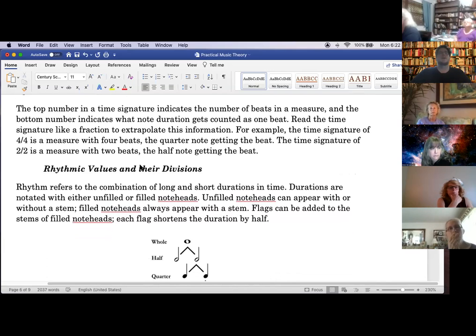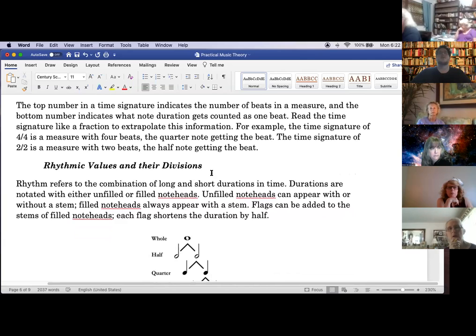The top number in a time signature indicates the number of beats in a measure, and the bottom number indicates what note duration gets counted as one beat. Read the time signature like a fraction to extrapolate this information. For example, the time signature of 4/4 is a measure with 4 beats, the quarter note getting the beat. So 4 quarters. If you wanted to know what was in each measure, 4 quarter notes are in each measure, quarter note getting the beat, or 2 half notes in a measure with the half note getting the beat.